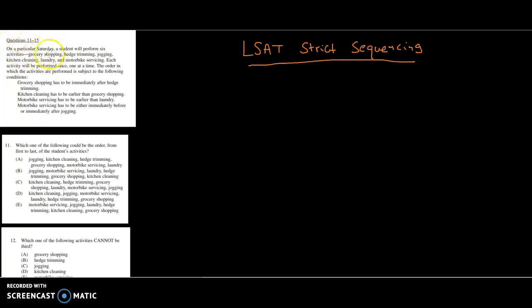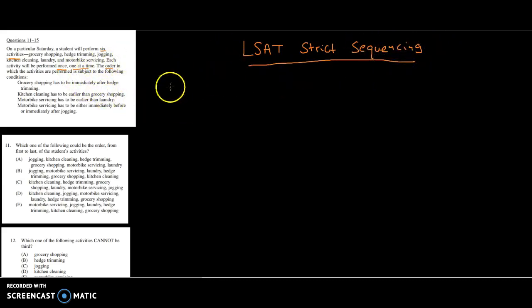So in this example problem, we know that we are dealing with a sequencing game because a student is performing 6 particular activities. Each activity will be performed once, one at a time, and the order in which the activities are performed is subject to the following conditions. So we have one thing at a time in a specific order. That is a strict sequencing game. So let's look at what our rules are.